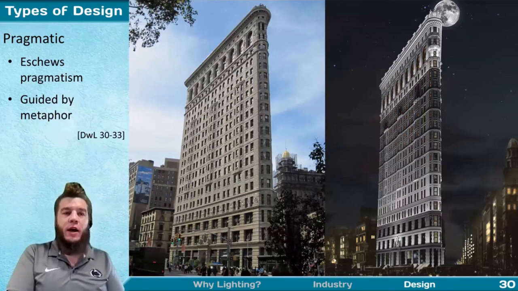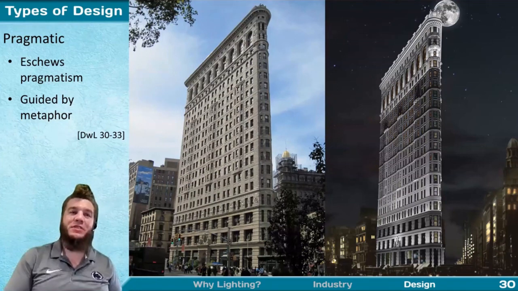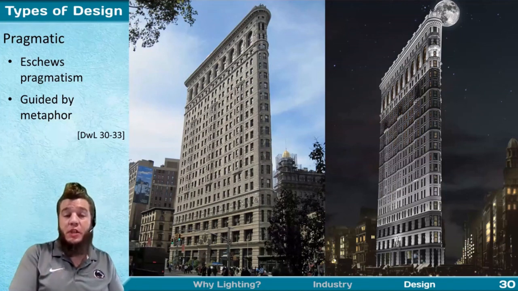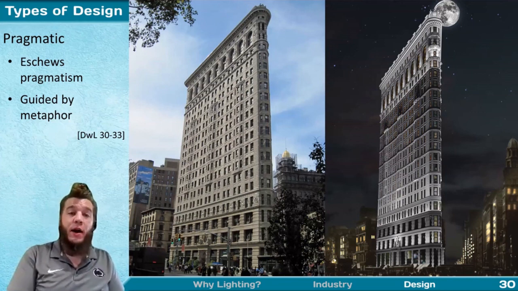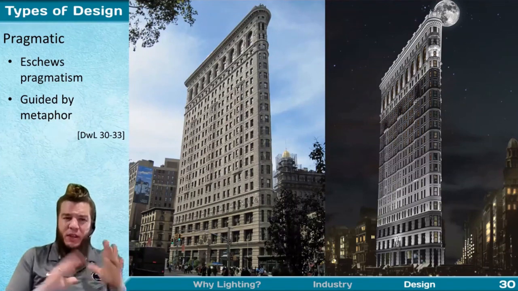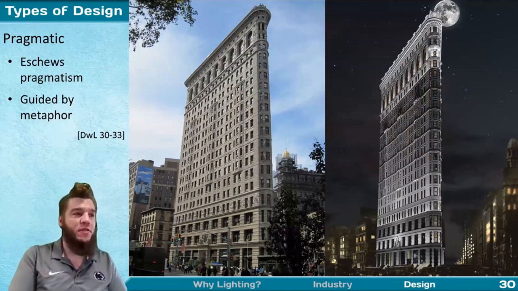And finally, we have not pragmatic lighting design, rather conceptual lighting design. I apologize. So conceptual lighting design really largely eschews pragmatism. You're going to be guided by metaphor. And the example provided in your textbook is the Flatiron Building in New York. I actually don't love this as an example of conceptual lighting design, but nonetheless, I like to stick with your textbook so that I'm talking about things that you can then immediately go reference afterwards.